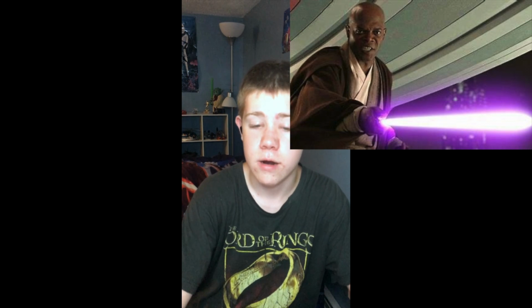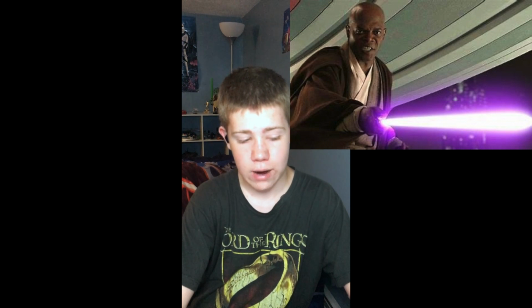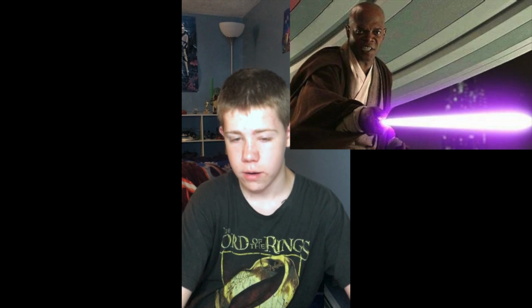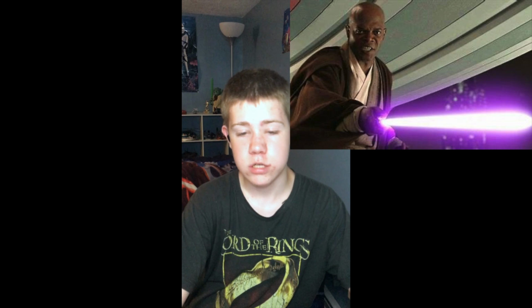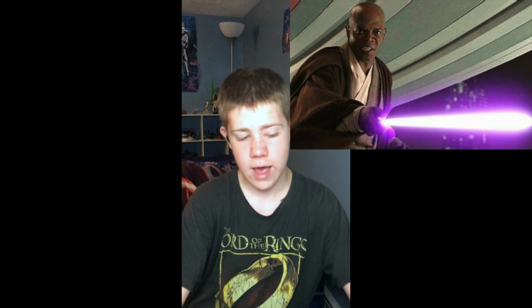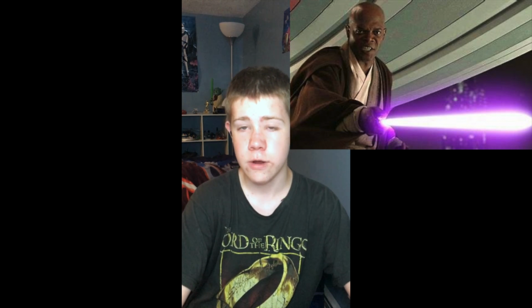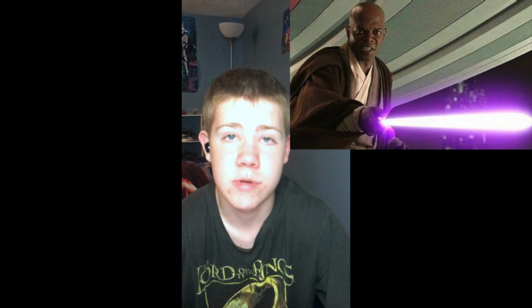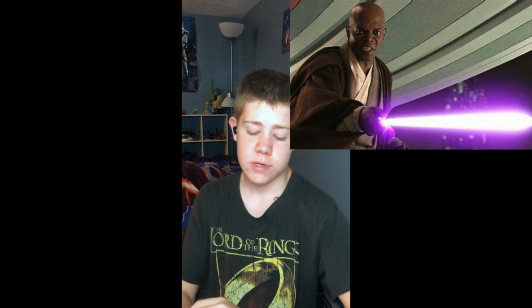Now Form 7 would be Mace Windu. He is a powerful user of this form, and he also invented Vaapad, which harnesses your opponent's dark side and uses it to your advantage. You have to be careful in Vaapad, because that can pull you easily to the dark side. Mace Windu was a really strong Jedi, because he was able to resist the pull of Vaapad for several years of using it. He taught his apprentice Vaapad, but sadly his apprentice fell to the dark side.